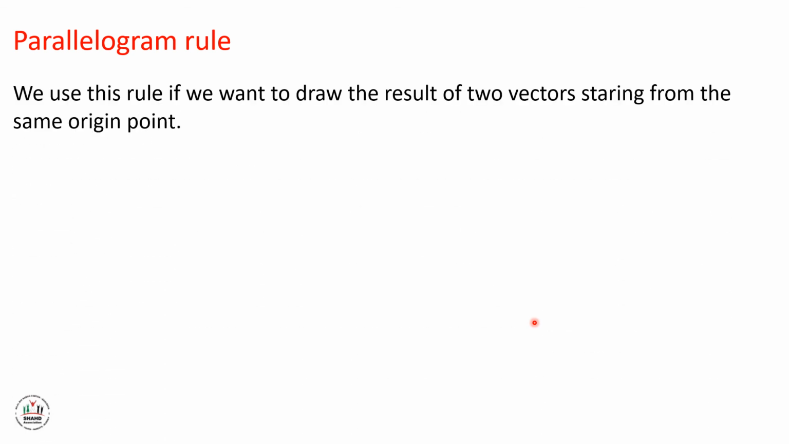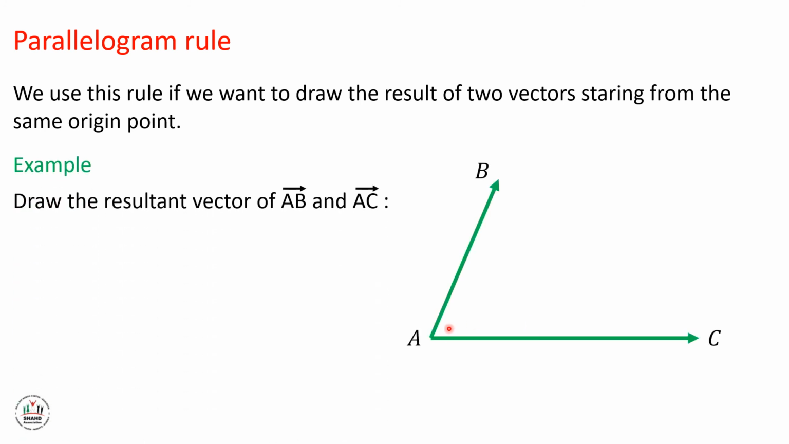Parallelogram rule. We use this rule if we want to draw the result of two vectors starting from the same origin point. Like in this example, vector AB and AC starting from the same origin point, which is point A. So we need to complete this drawing as parallelogram to know or to draw the result of these two vectors. And in order to do that, we only need to use the characteristics of parallelogram. So we know that in parallelogram, the opposite sides are equal and parallel.